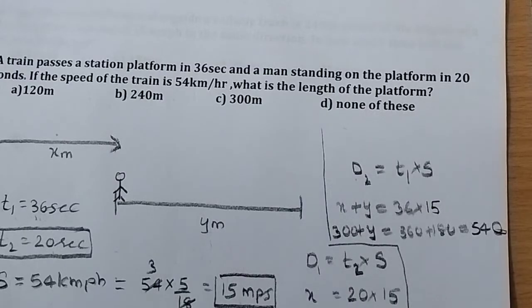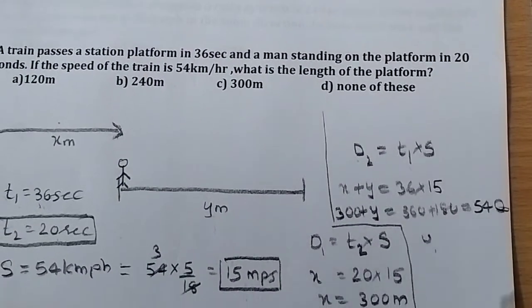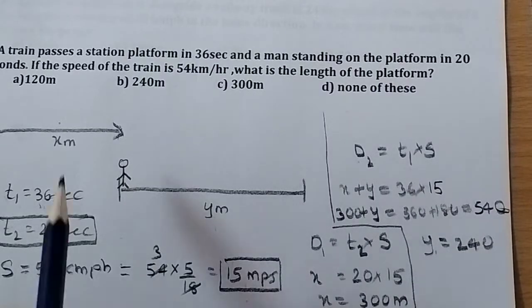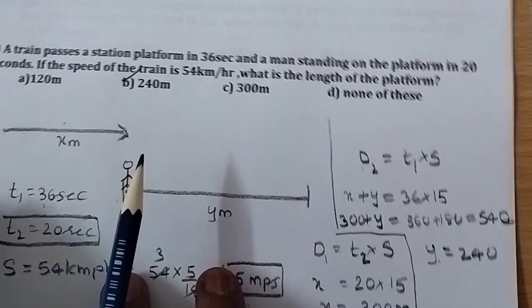Okay, 540. Now after simplifying, y equal to 540 minus 300, 240. Now 240 meters is the length of the platform. Okay, so this is the solution for the question number 3.